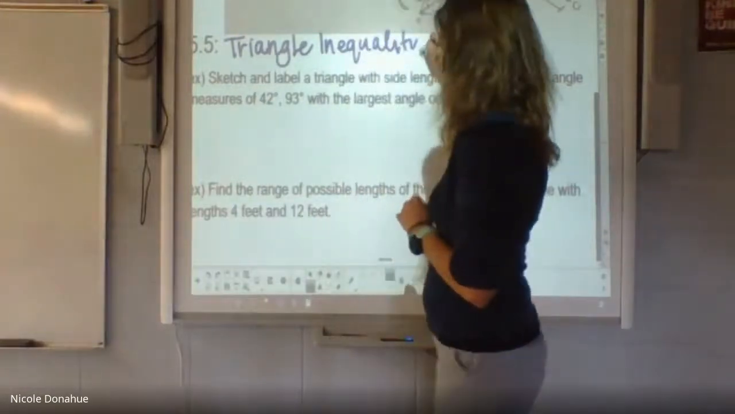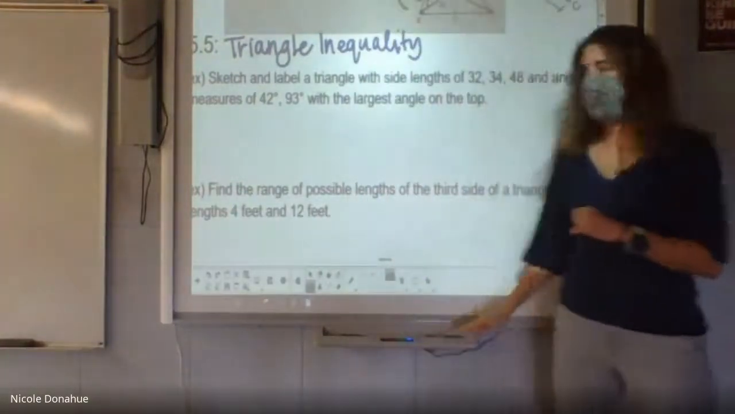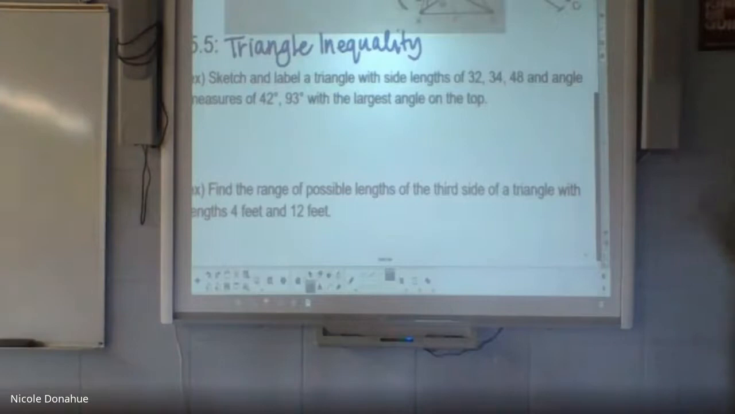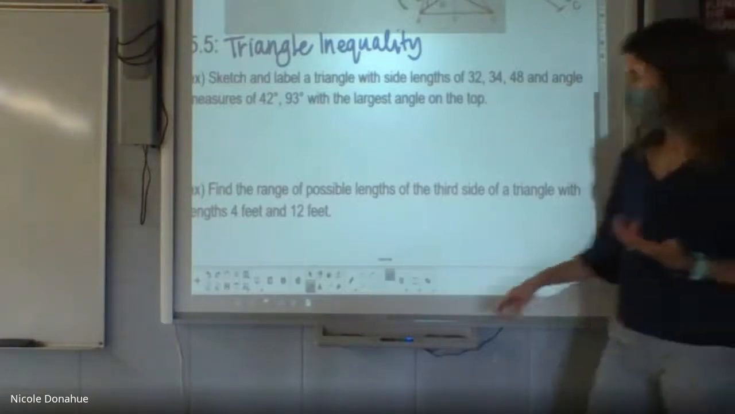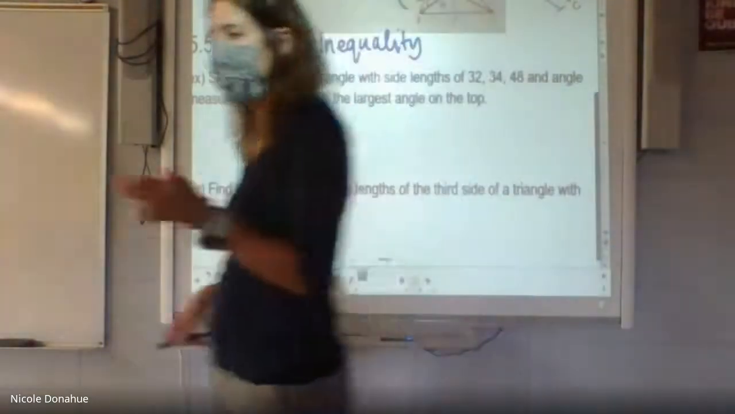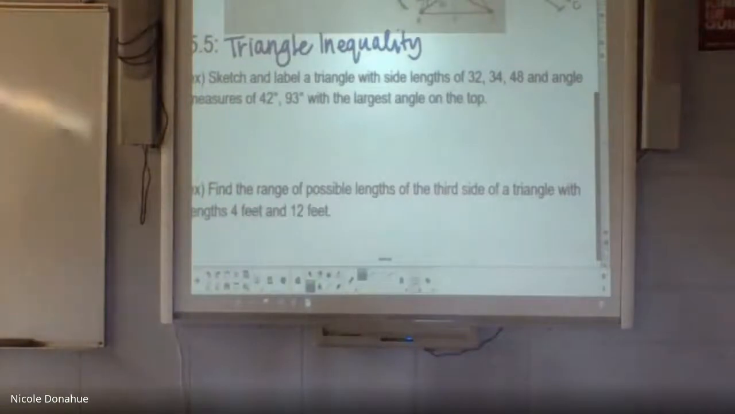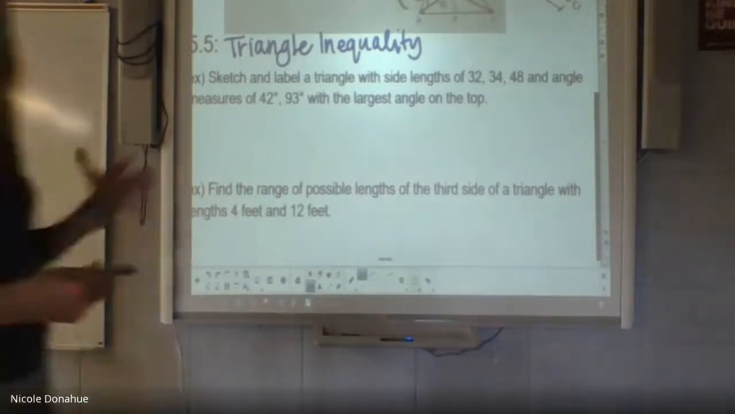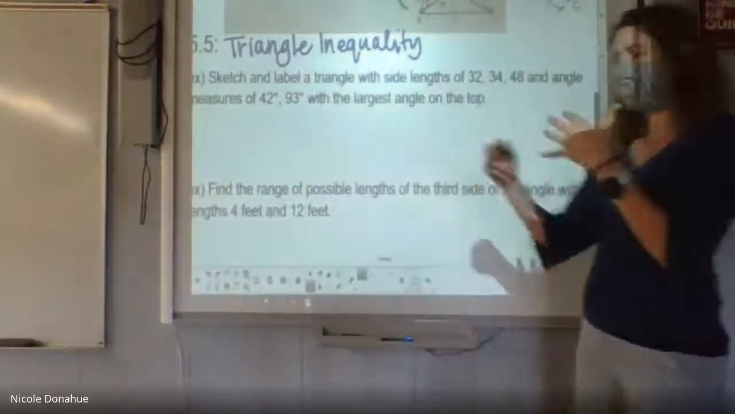Now, there's going to be a question like this example on the test, where it says sketch and label a triangle with side lengths. They give us side lengths and angle measures of 42 and 93 with the largest angle at the top. So I'm trying to draw this triangle that has the largest angle at the top. Now, one of the things with this is it's not like I'm going to look at it and be like, ooh, it was supposed to be 32, that looks more like 30. That's not what the point of this is. It's more that you're able to know where things should go.